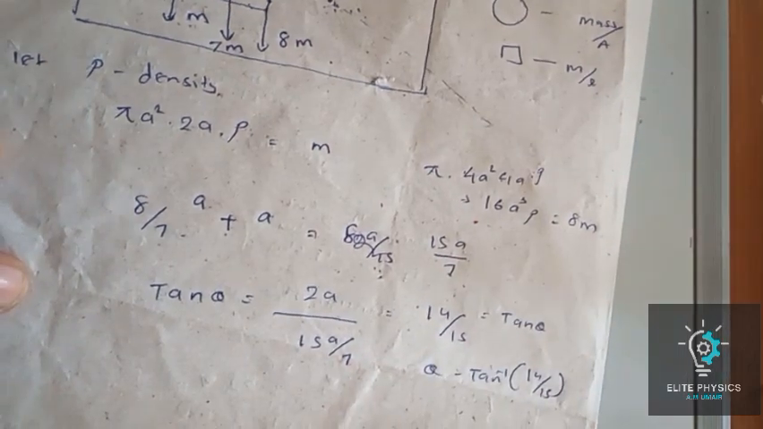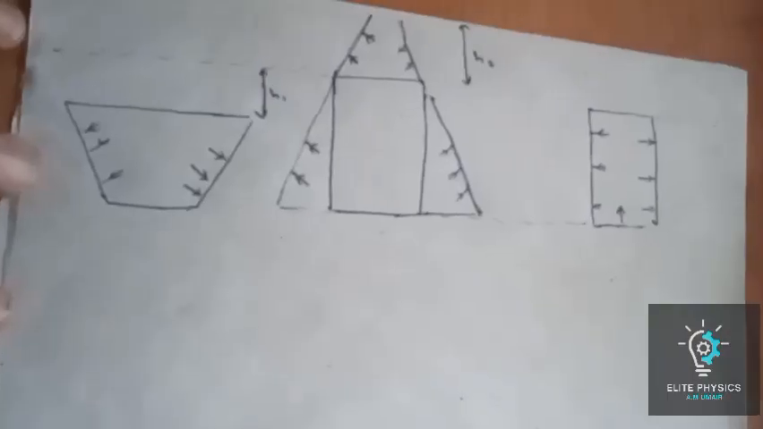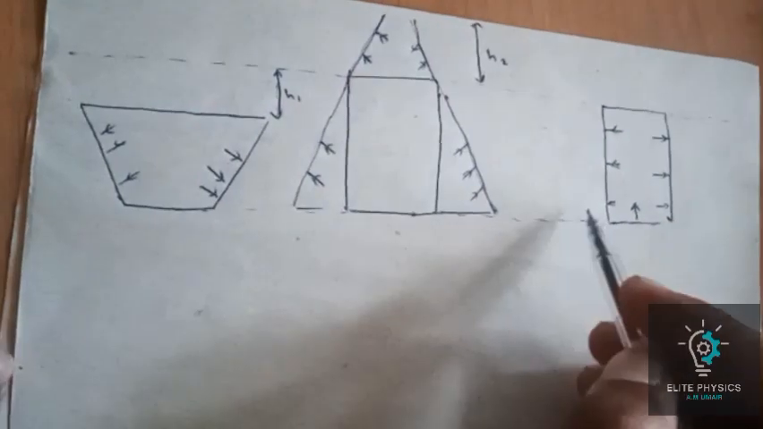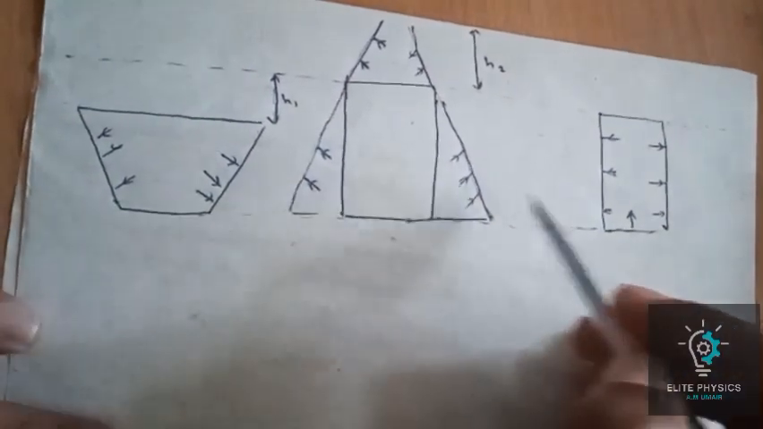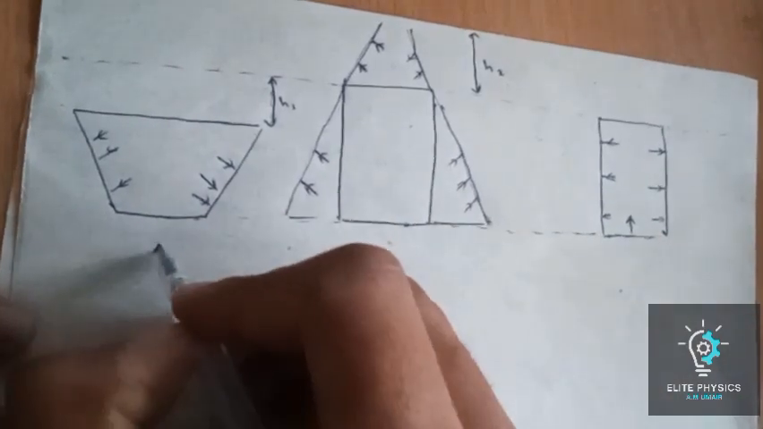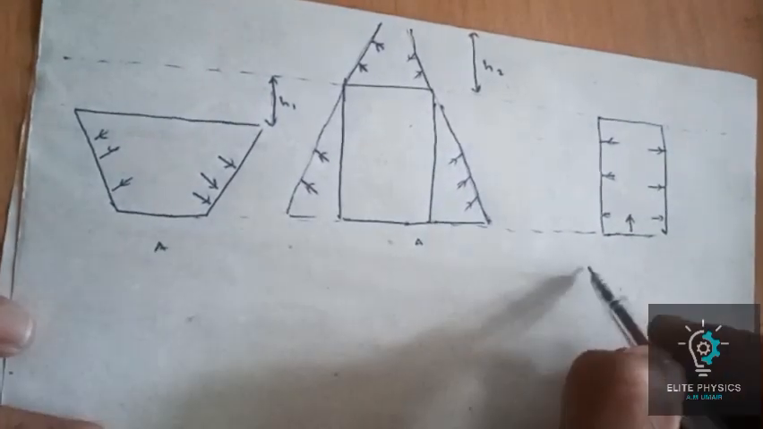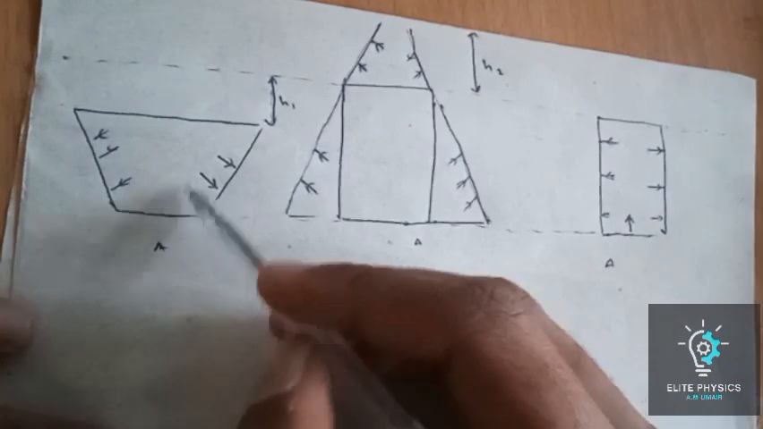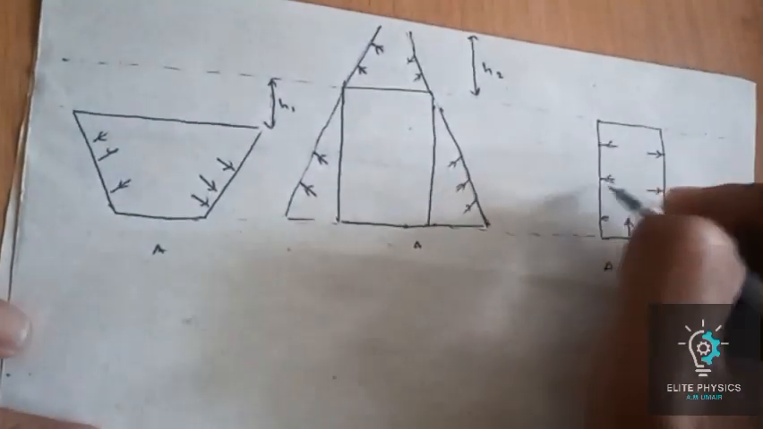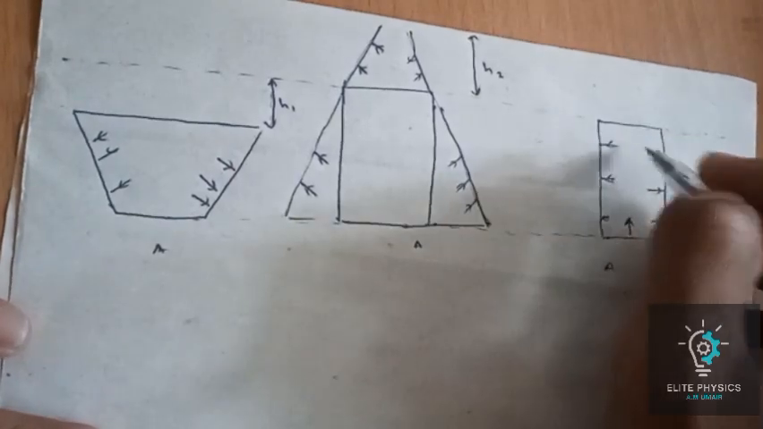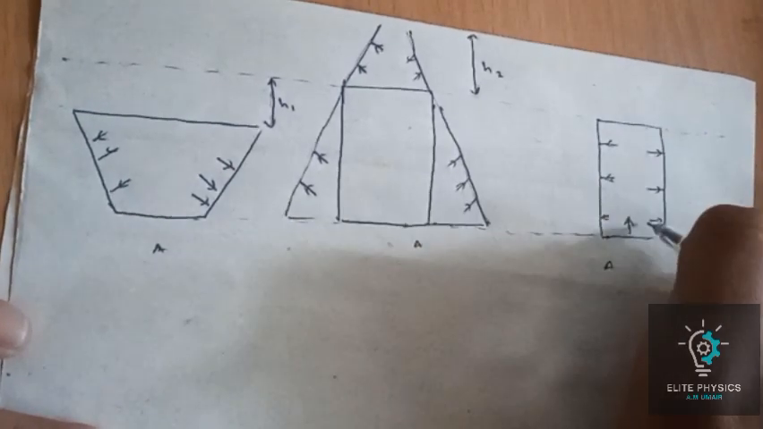So right, now have a look at question number 4. Now in this, we have been given 3 vessels with equal cross-sectional area at the bottom, and they are filled with equal volume of water, right? And they have been asked about the resultant force acting on the surface of the walls.